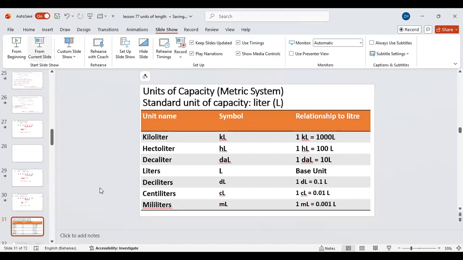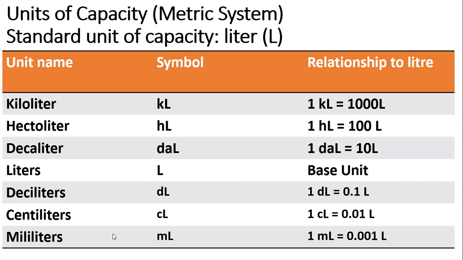All right, so we have milliliters. What is the symbol for milliliters? Capital L. ML. M capital L. Very good. And then what is the symbol for kiloliters? KL. K capital L. Very good. What's the symbol for liters? Capital L. Very good. Let me ask a question. If I have 1 kiloliter, how many liters is that? 1,000 liters.